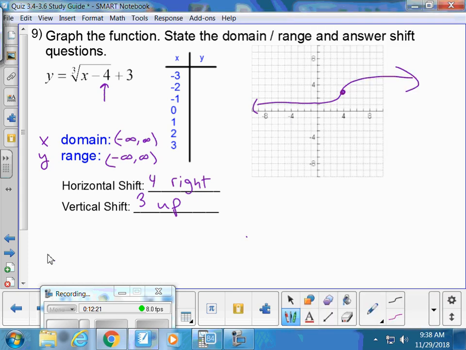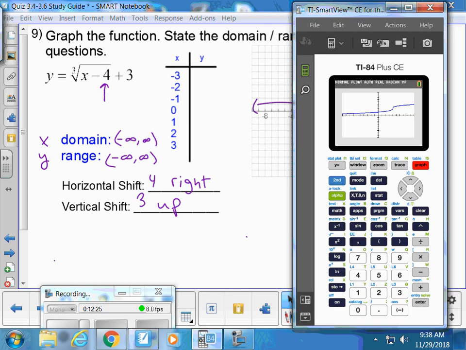And now we get to fill out the table. So to do table, you hit second graph, so second table. If your table's messed up and you have decimals, you'll have to get into table setup to change that, second window. But it looks like mine's okay.